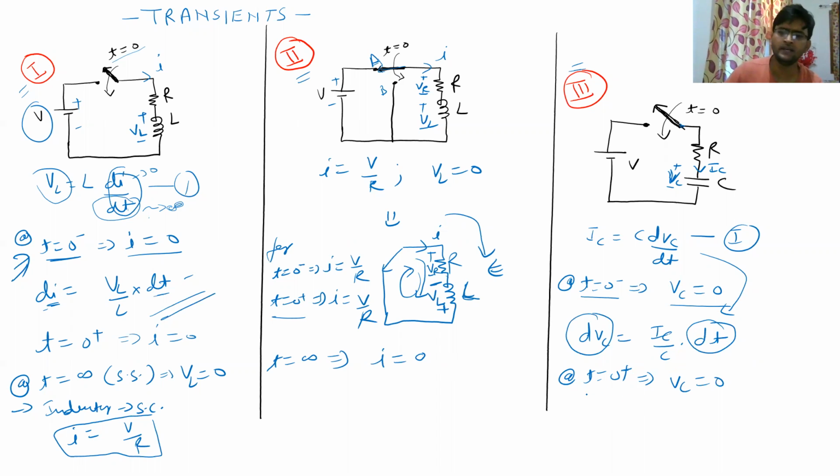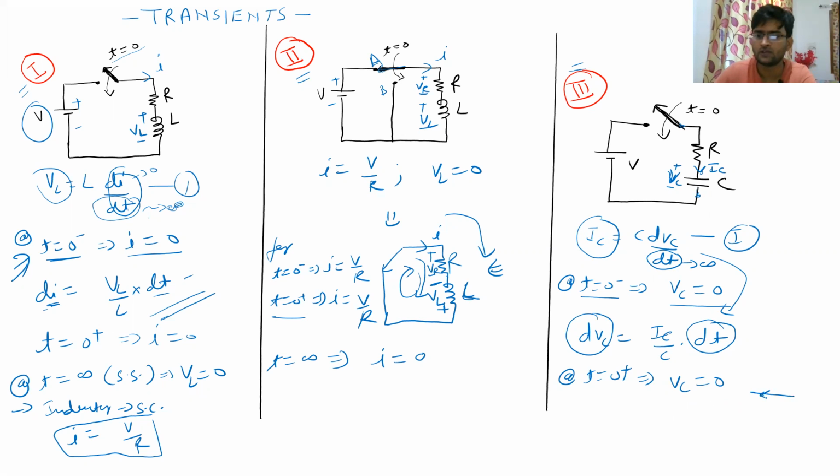So similarly, at a steady state, what will happen? From equation 1, if you put t as infinity, your IC will become 0. And if IC is 0, what does it mean? If the current through this particular circuit is 0, it means the circuit is open circuited, right? So the circuit is open circuited, your IC current is 0, and your new circuit will look like this.